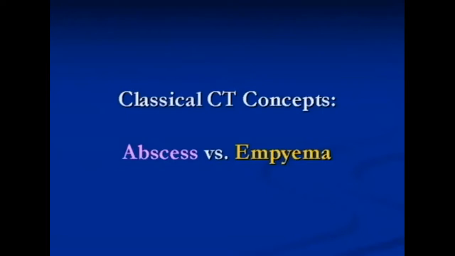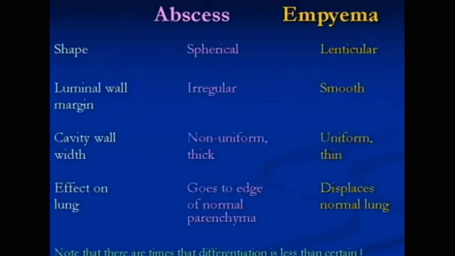So let's look at this slide, which compares abscess and empyema, and presumably you remember most of this if you are doing general radiology, but let's review it nonetheless. An abscess tends to be spherical in shape, has an irregular, non-uniform, thick wall, and very importantly, the normal lung parenchyma approaches this abnormal opacity directly. An empyema, as opposed to that, tends to displace the lung, has a lenticular shape, meaning that it's a different size in two orthogonal views, and has a smooth, uniform border.